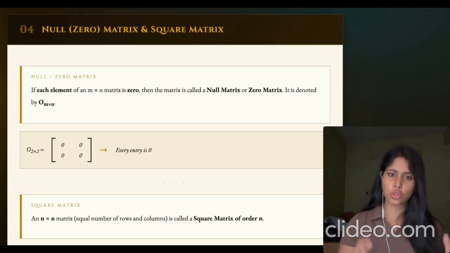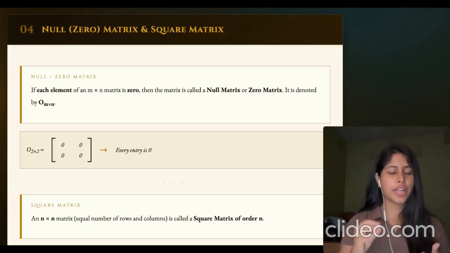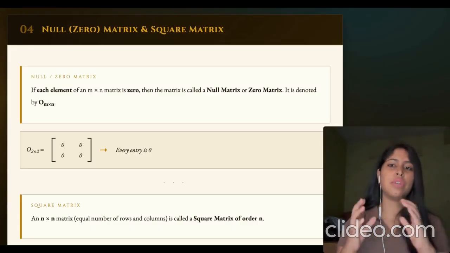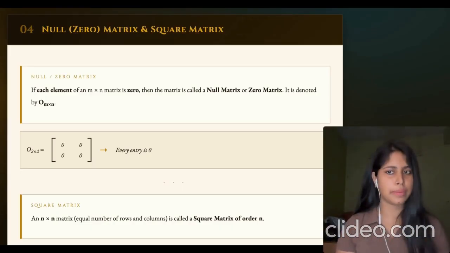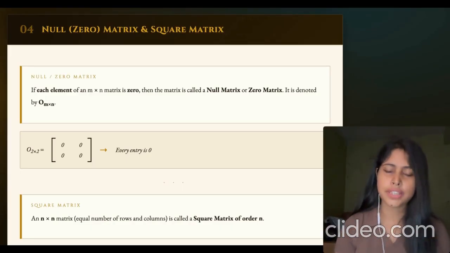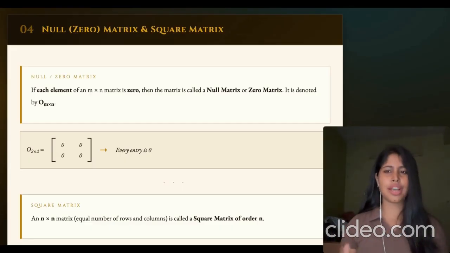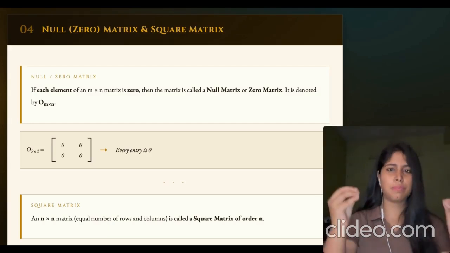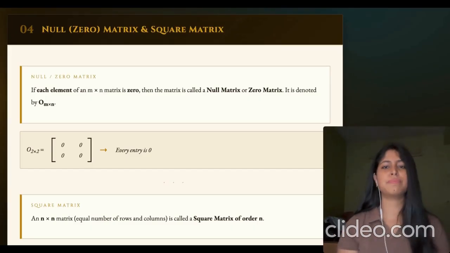A null matrix, also called the zero matrix, is an m cross n matrix in which every element is zero. Every element must be zero, right? We call it a null matrix, and denote it as O subscript m cross n. It's the additive identity of matrices. Just like how zero is the additive identity for numbers, this null matrix is the additive identity for matrices.